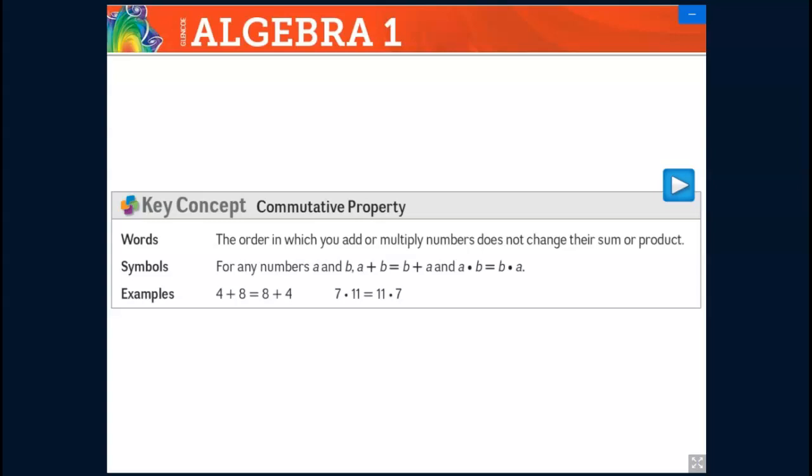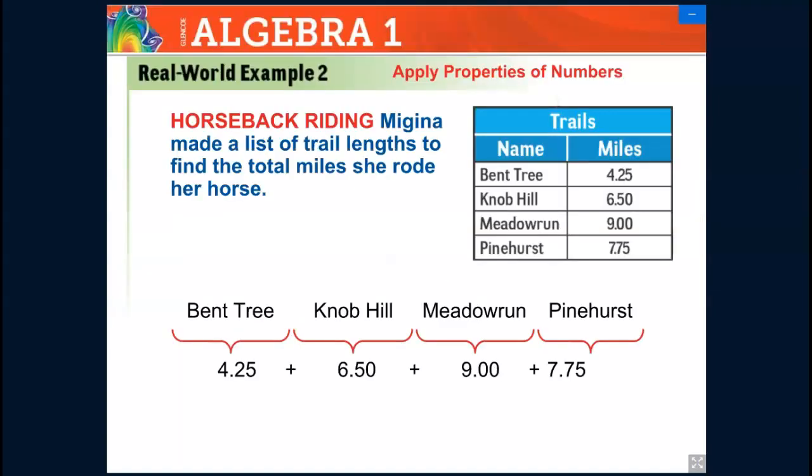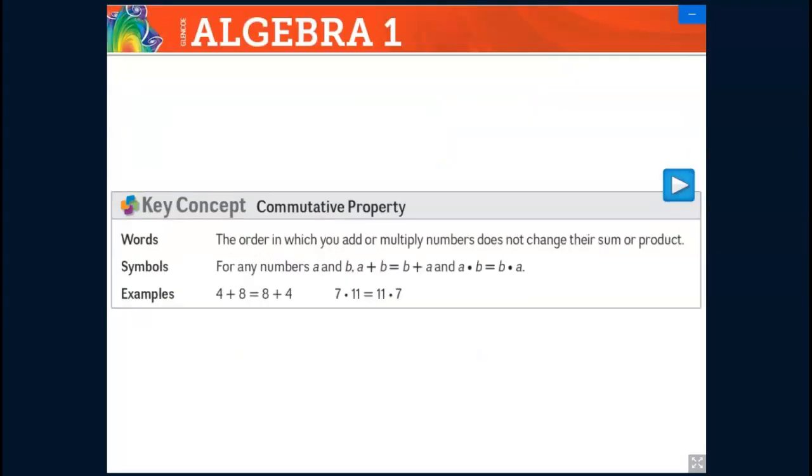Okay, the commutative property. The commutative property says the order in which you add or multiply does not change. So order, if you have A plus B, then that equals B plus A. If you have A times B, that equals B times A. Good?